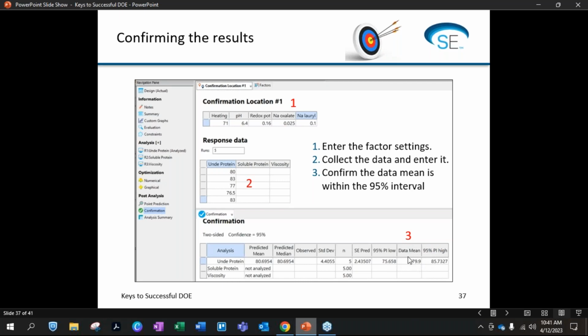And if my average of the data that I collected in number 2 falls within this interval, then this will be black. If that average falls outside of this interval, it will turn red. The whole thing will turn red. And so it's really easy to see visually if you confirm your results or not. You can do multiple confirmations. There is a little arrow up here. If you click on that, there's an option to add location. And so you can add a second location, a third location, and you can confirm multiple locations all at once.